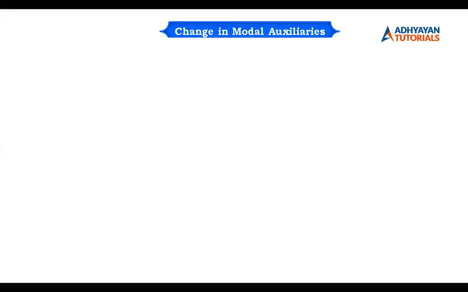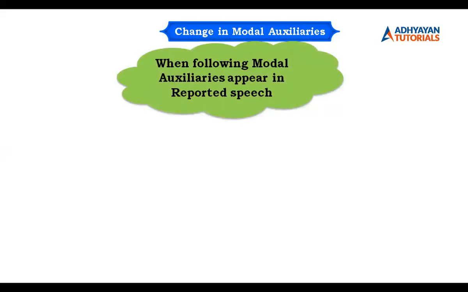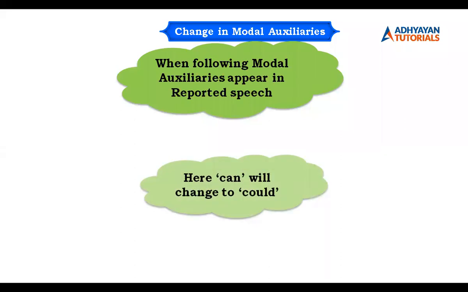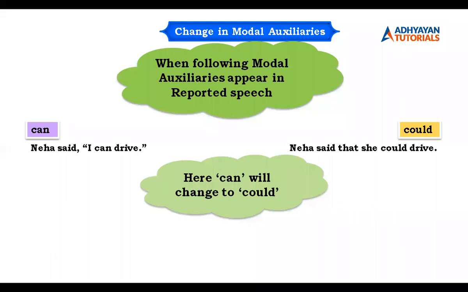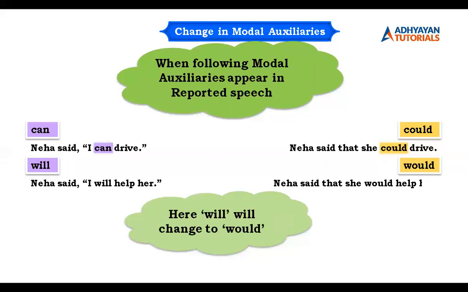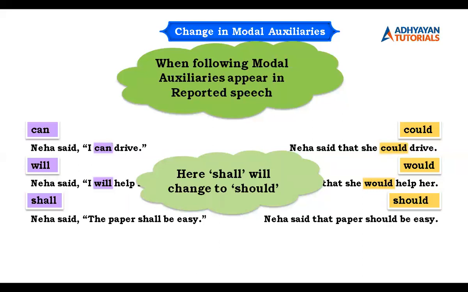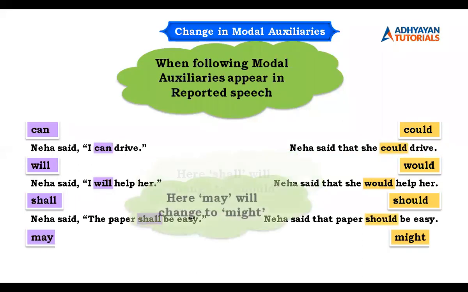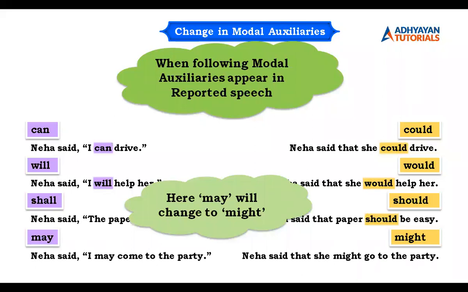All right, everyone. Then we see some other changes in modal auxiliaries. We all know what modal auxiliaries are. Modal auxiliaries appear in reported speech. If it is can, it becomes could. Neha said I can drive, the answer becomes Neha said that she could drive. If I say will, Neha said I will help her. So Neha said that she would help her. Neha said the paper shall be easy. Neha said the paper should be easy. Neha said I may come to the party. Neha said that she might go to the party. Okay. So it is simple: can becomes could, will becomes would, shall becomes should, and may becomes might. These are some simple changes for the modal auxiliary part.